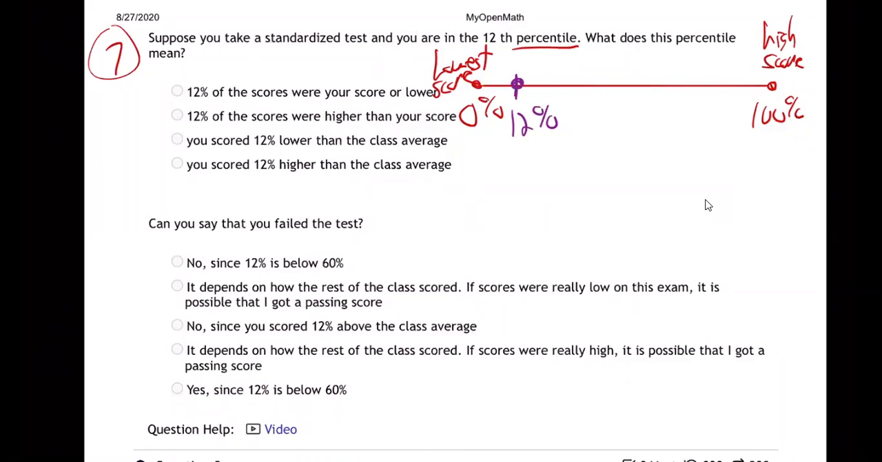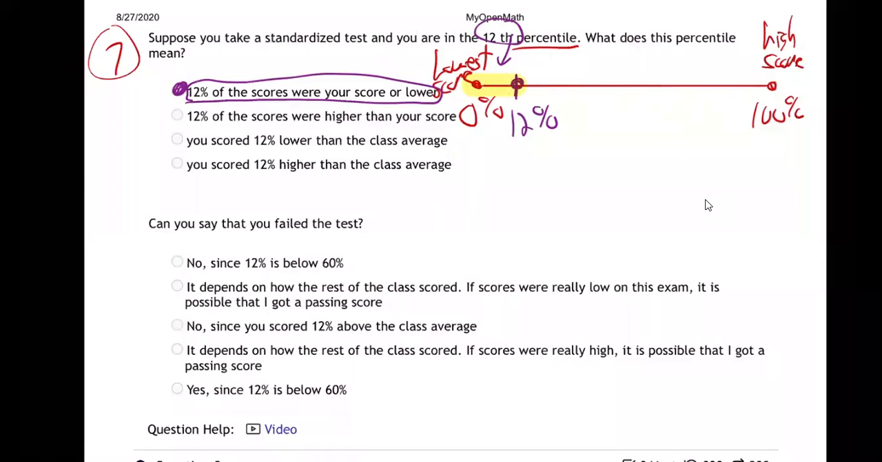So if you got in the 12th percentile, you got pretty low. You're just 12% of the way along. So what does that mean? 12% of the scores were your score or lower. Is that right? Yeah, that's exactly what it means. 12% of the class got right in that zone. That's the bottom 12% of the class on the quiz. So if you're at the 12th percentile, then 12% of the scores were your score or lower.